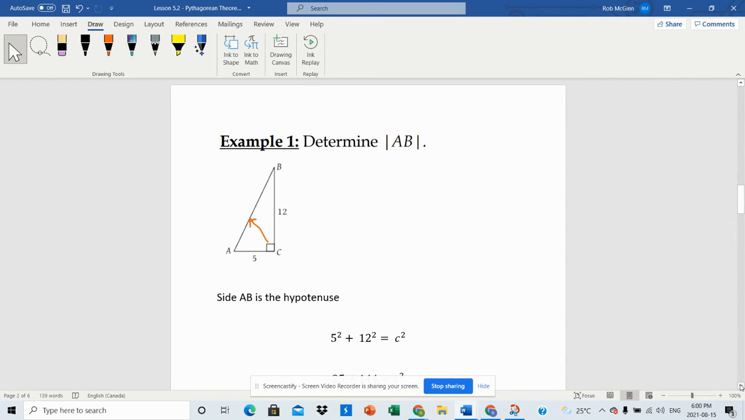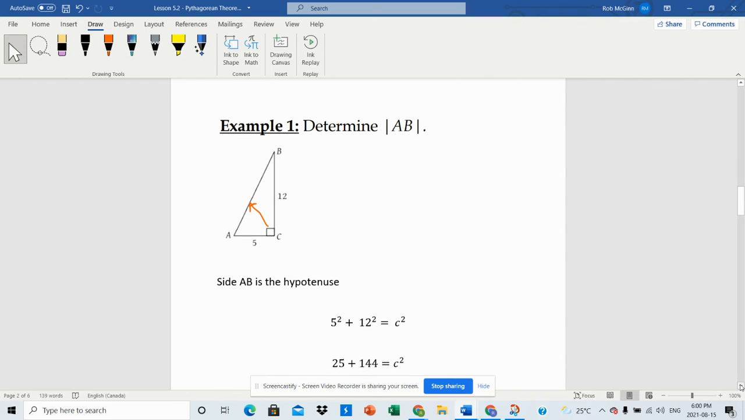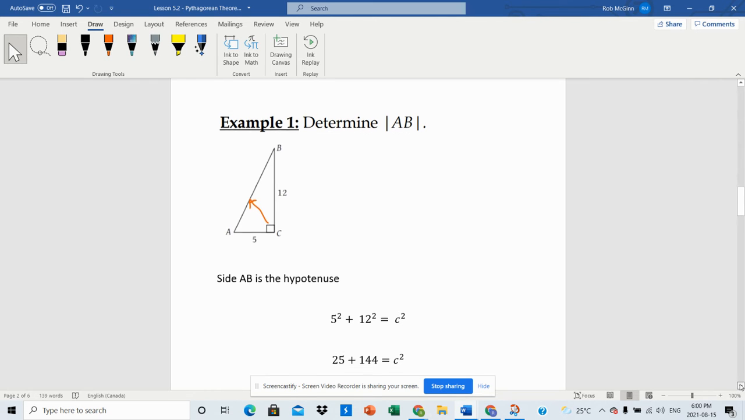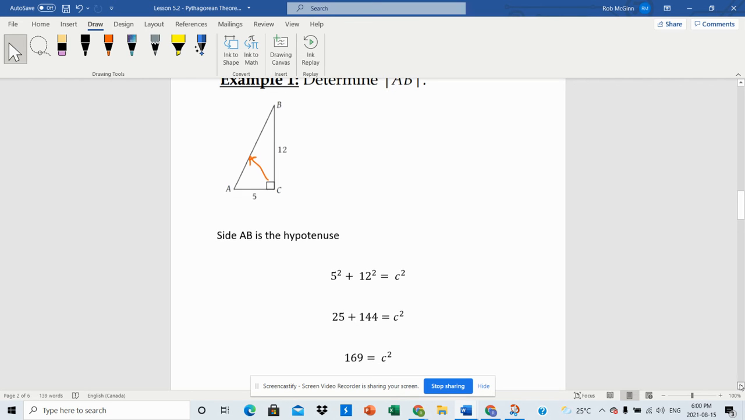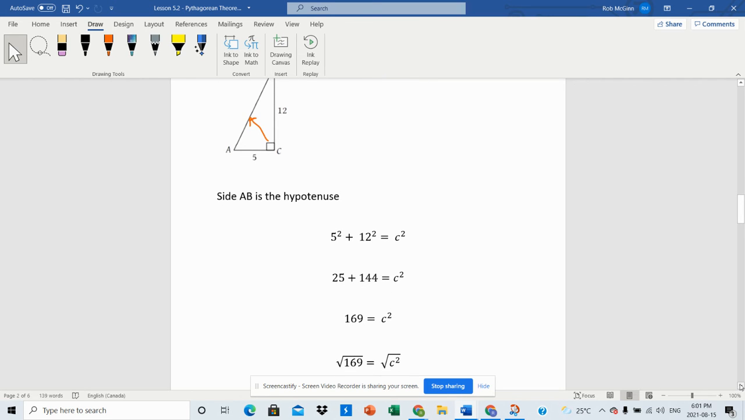Now we're just going to solve this. 5 squared is 25, plus 12 squared, which is 144, is going to equal c squared. We're just going to add up these two numbers, and then we're going to take the square root of both sides to find c. So 25 plus 144 is 169, equals c squared. We're going to take the square root of both sides because we don't want to know c squared. We want to know c.